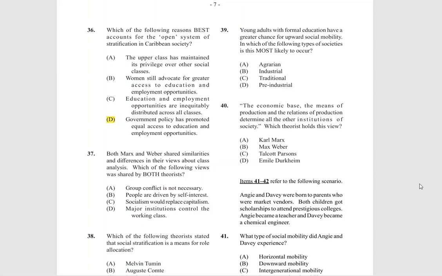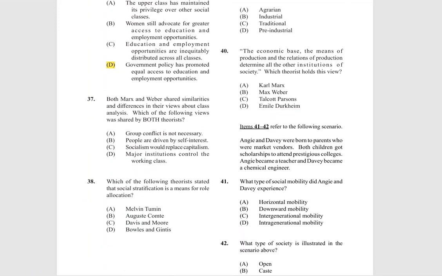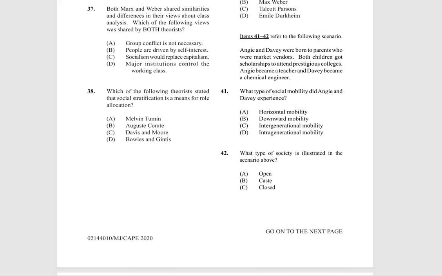Now, both Marx and Weber shared similarities and differences in their views about class analysis. Which of the following views was not shared by both theorists? A. Group conflict is not necessary. B. People are driven by self-interest. C. Socialism would replace capitalism. Or D. Major institutions control the working class. 37 is D. Alright, so it should be B.